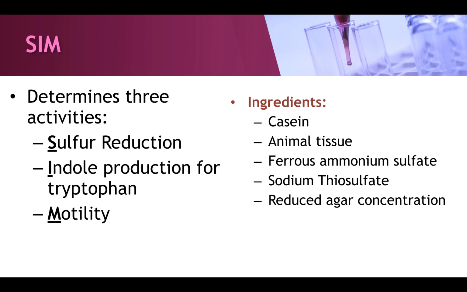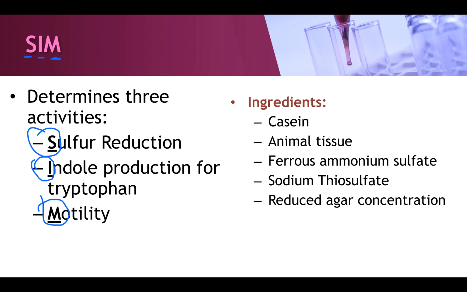Our third test that we're looking at today is the SIM. SIM is actually a combination test because we are checking for 3 different activities of the cell. One is sulfur reduction, which is where the S comes in. The other is indole, which is what the I represents. And lastly, motility, which is what the M represents.